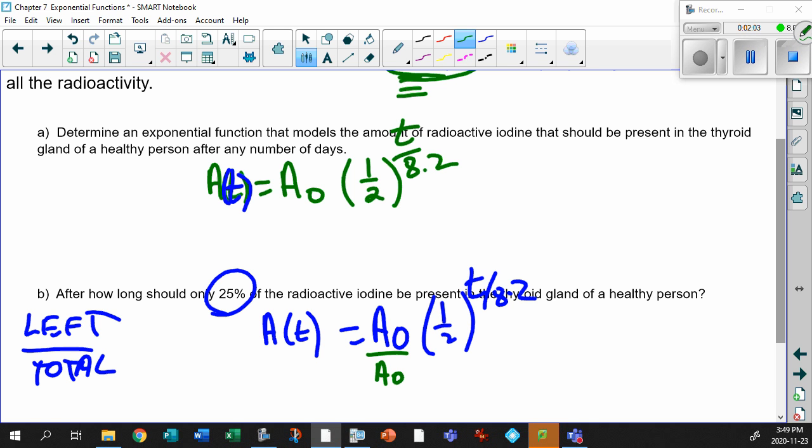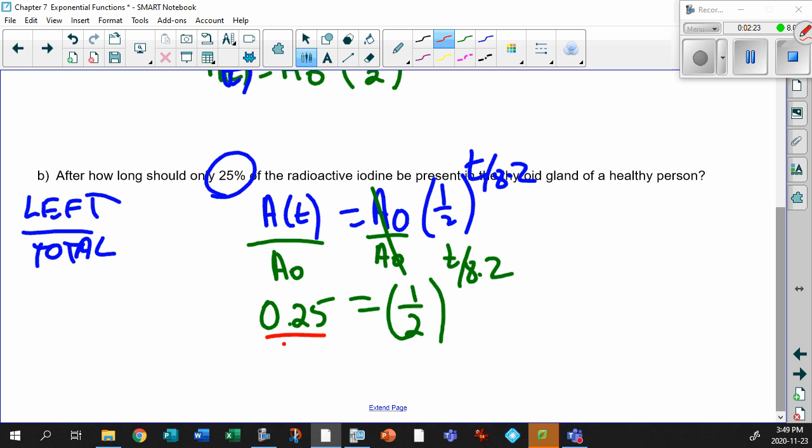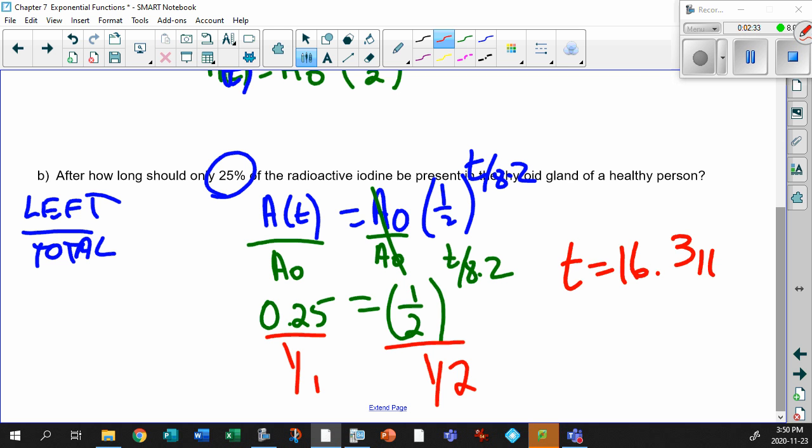There's your total. That was your initial amount, your total, which is A naught, right? That cancels out. What does that number work out to be? That number works out to be 25% or 0.25. There you go. There's your formula, (1/2)^(t/8.2). All you have to do now is put this in as Y1, put this in as Y2, play around with the windows, and you'll end up with a T being 16.3 hours. See how it goes? Actually pretty easy to do this question, isn't it?